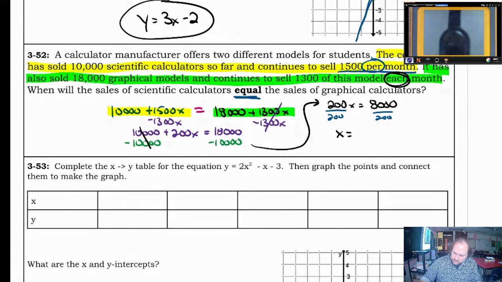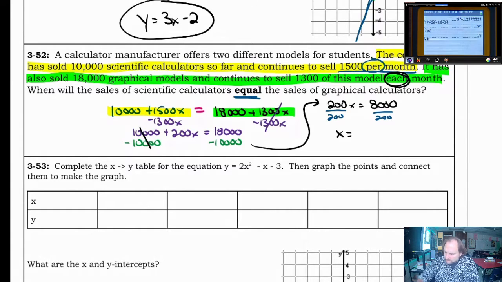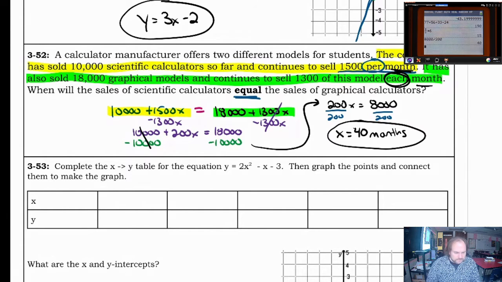In this case, I'm going to use the calculator because I don't know what it is. 8,000 divided by 200 is going to be 40. And since the unit here is months, it'll be 40 months. There you go.